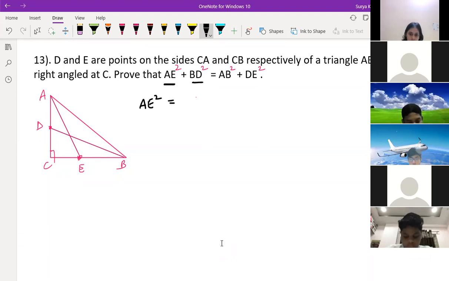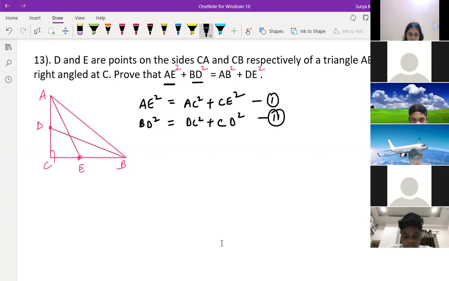AE is the longest side, so we can write AC square plus CE square, correct? And BD square, we can write as DC square plus CB square. First and second equation.